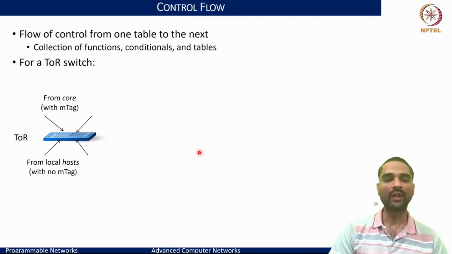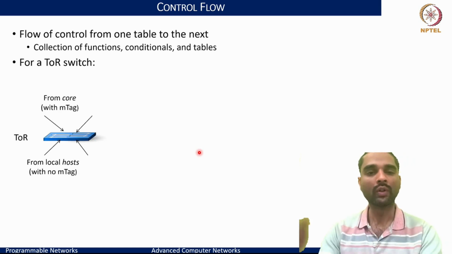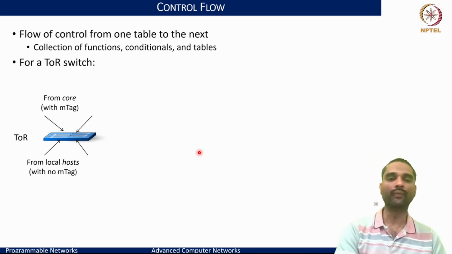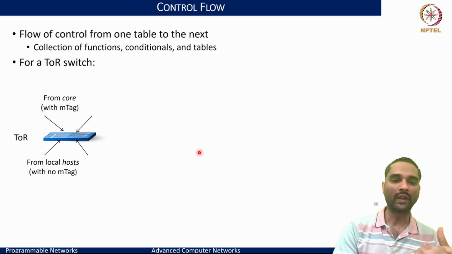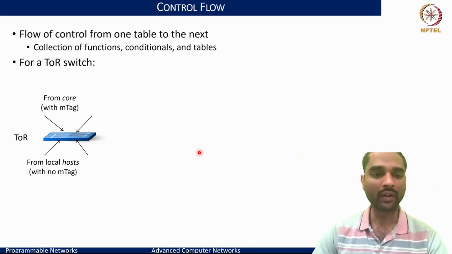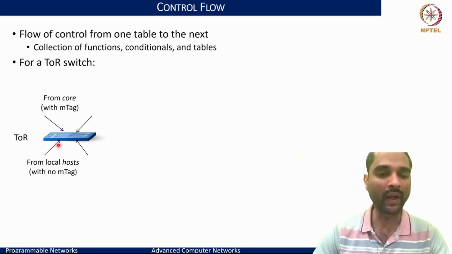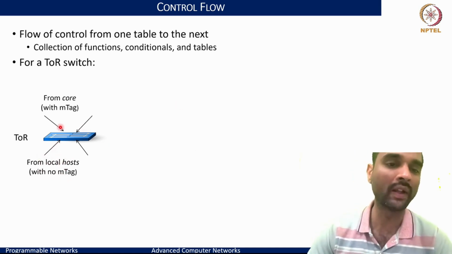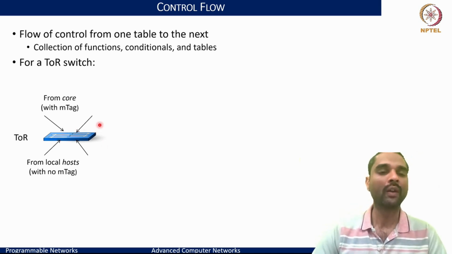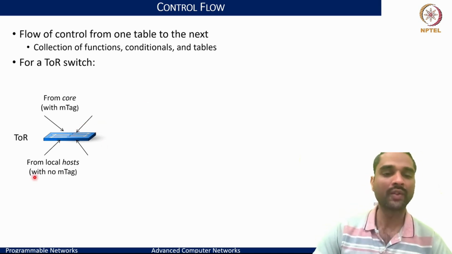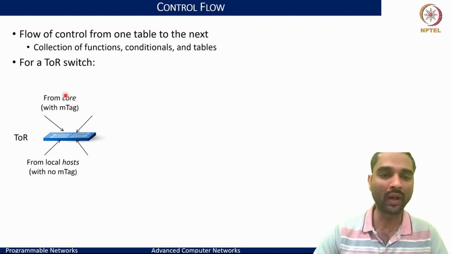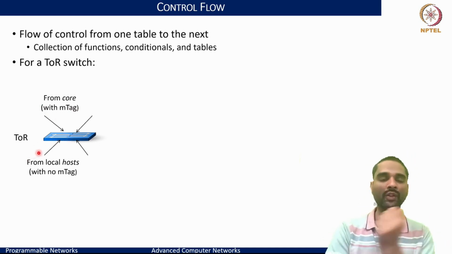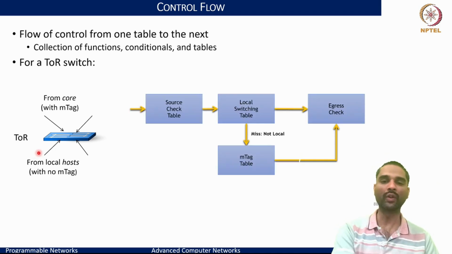And now the last part is exactly the control flow in terms of how everything fits together. So from the top of the rack switch, we get connections where, if the local hosts are sending the packets, they don't have the M tag, so you would add the M tag and send it up. But if the packets are coming towards the host, then they would be coming with the M tag, and when there is an M tag, you take it out and then send it to the destination correspondingly. So these are the two different combinations that we are looking at.